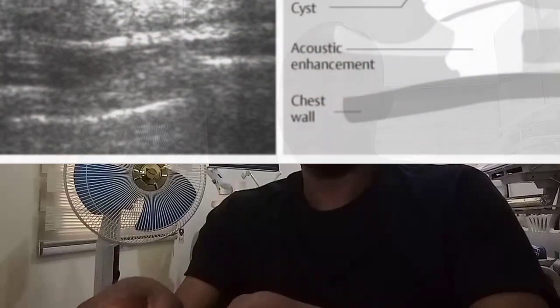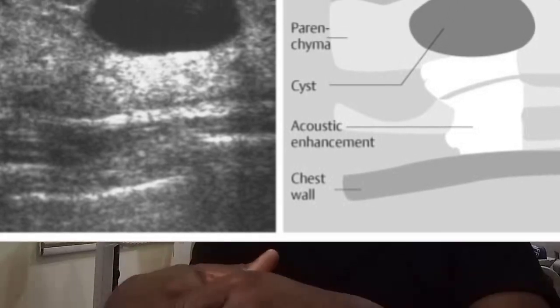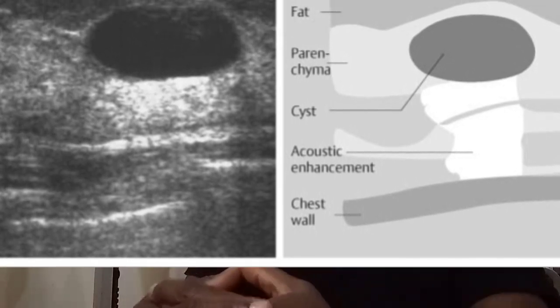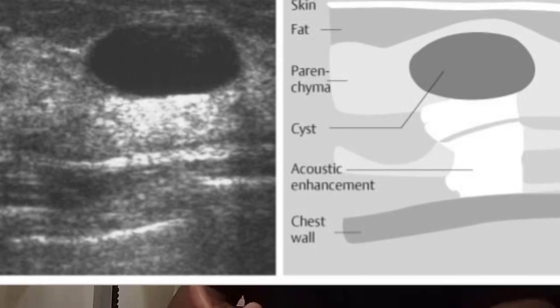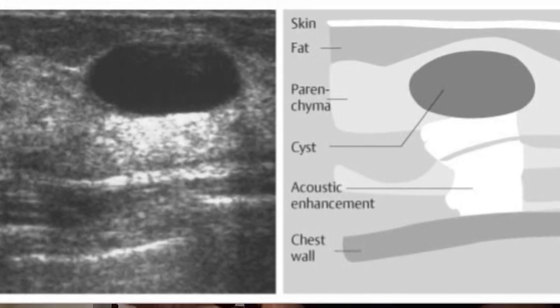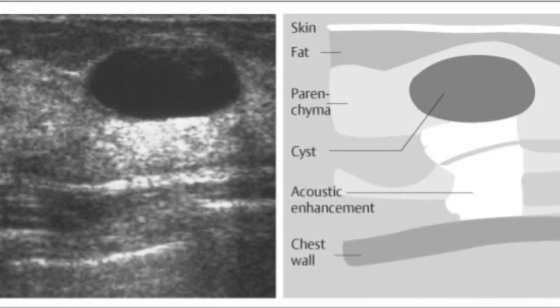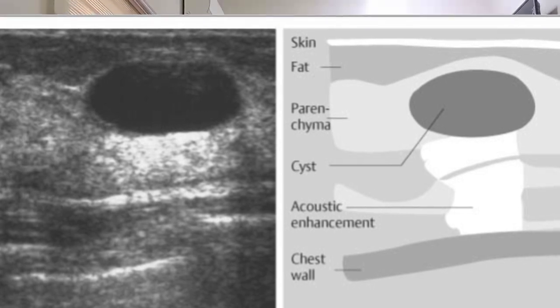Again, attenuation artifacts can be seen in acoustic enhancement. So when attenuation is low, as in most biological fluids, there is increase in transmission of ultrasound energy deeper to the fluid containing structures. And acoustic enhancement, which you otherwise call through transmission, is seen posterior to the weak attenuator.